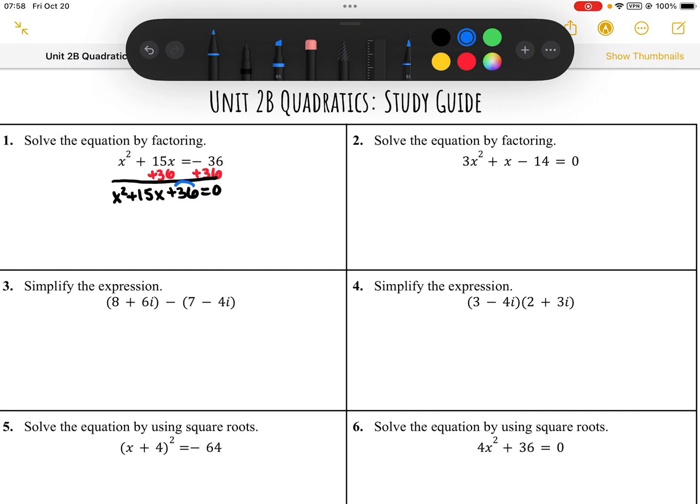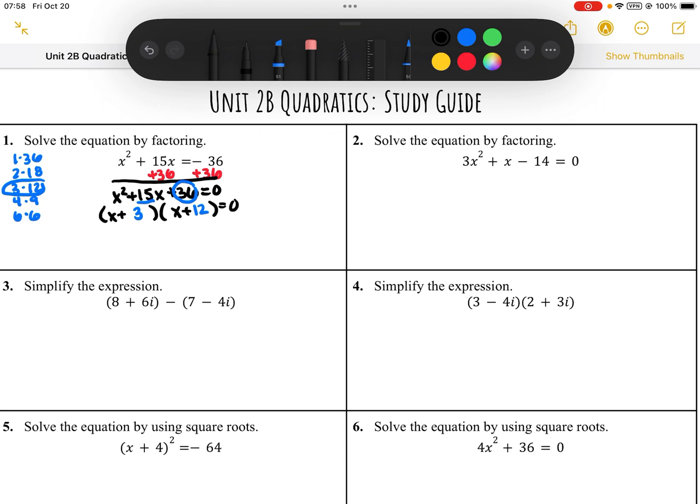So I need to look at factors of 36 that add up to 15. Both my b and c terms are positive, so both my factors will be positive. So I'll have x plus and x plus. Factors of 36, you could have 1 times 36, 2 times 18, 3 times 12, 4 times 9, and then 6 times 6. The factors that add up to 15 will be 3 and 12. So I'm going to have x plus 3 and x plus 12.